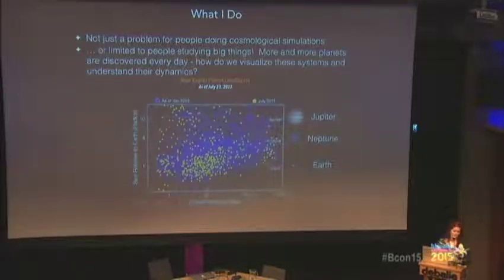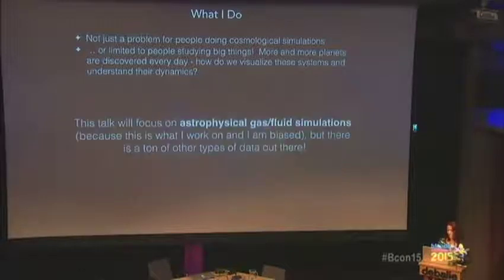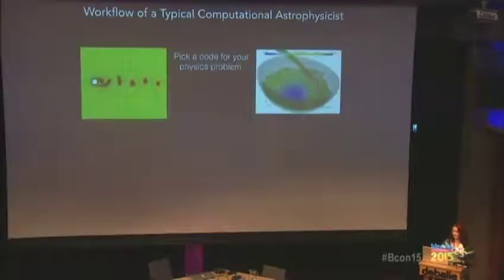And this is not just a problem for people that study big universe stuff. Even people that study planets have this problem. So this is just kind of a cool example of all the exoplanets that we've now discovered. The Earth is the little star there. And so you can see we have this wide range of dynamics. Also, we're going to start getting information, hopefully, about their atmospheres, and so we have to model those things, too. I'm very biased towards the sort of fluid simulations, so that's what I'm going to talk about, but I just want to give you an idea for the scales of data that we're going to have to deal with in the near future.